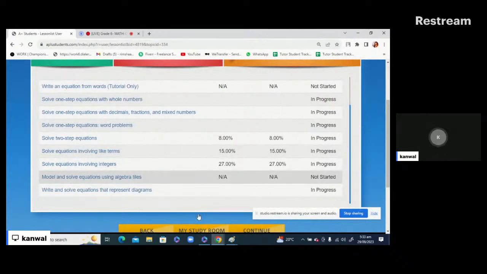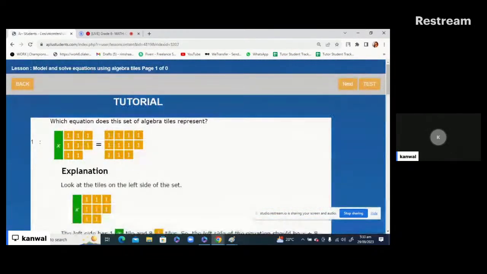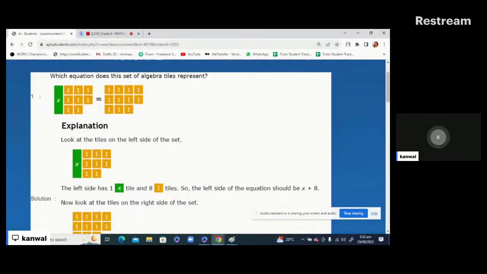Model and solve the equation using the algebraic tiles. Okay, now which equation does this set of algebraic tiles represent? Now look at here. Here are the green and some orange tiles, and they are saying that these are all one.